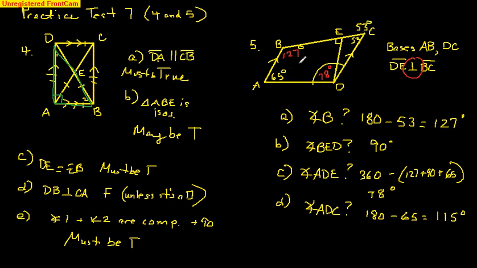Another way you could have gotten this one is you would know this one plus this one plus this one equals 360. So you add these three up and subtract it from 360, and you'll get 115. This one is almost identical to the one on the test. So if you don't understand this, make sure you email me and we can try to work through that together. So that's it for 4 and 5. I'll do 6 and 7 in a minute.